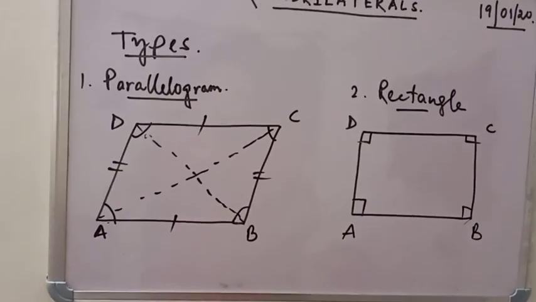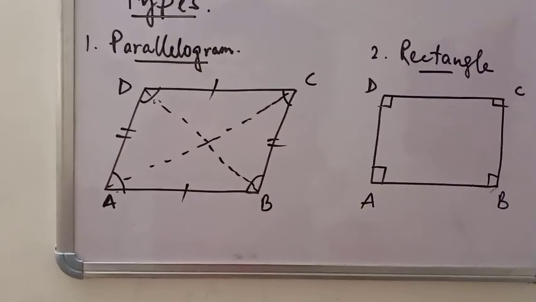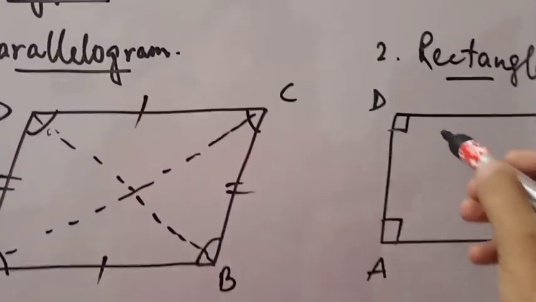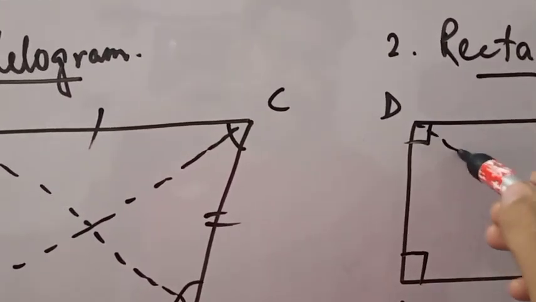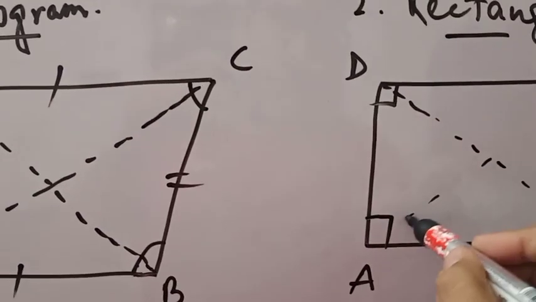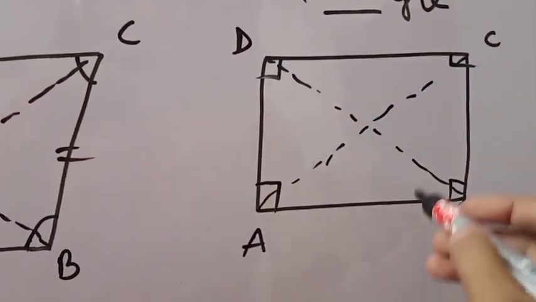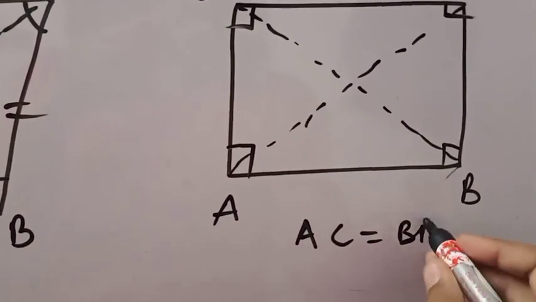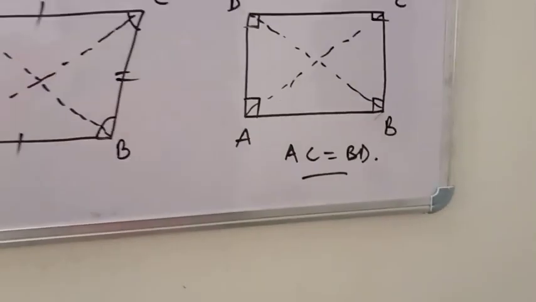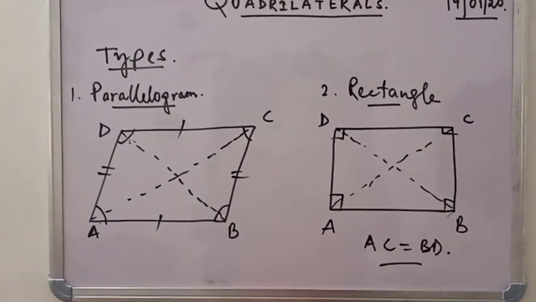And property 2 is this: the two diagonals of the rectangle are equal in length. Two diagonals, that means BD and AC are the diagonals. So we can write AC equals BD.